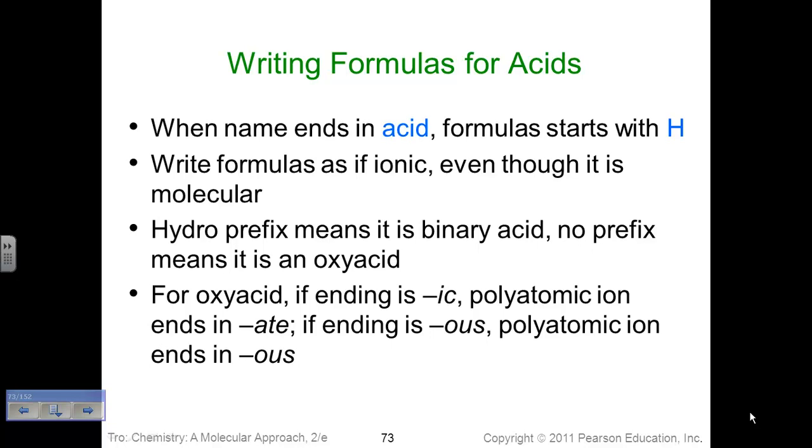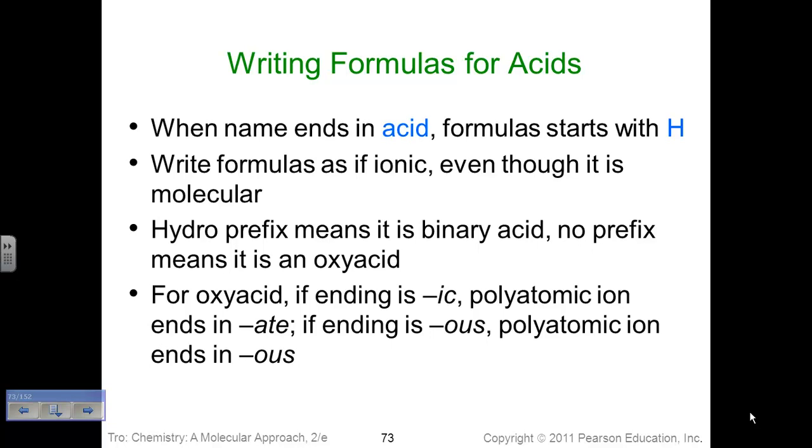Okay, that's a typo on this slide. If the ending is ous, the polyatomic ion ends in ite. Ic came from ate, ous came from ite. Hearing the prefix hydro lets us know it's binary. Not hearing the prefix hydro lets us know it's an oxyacid.